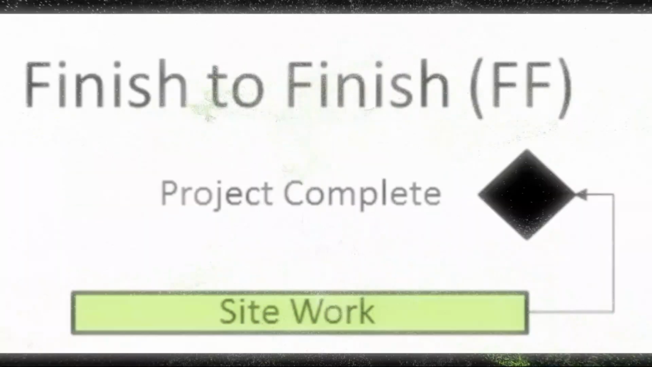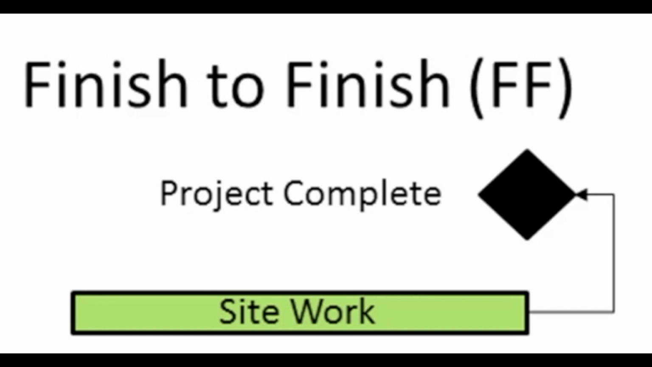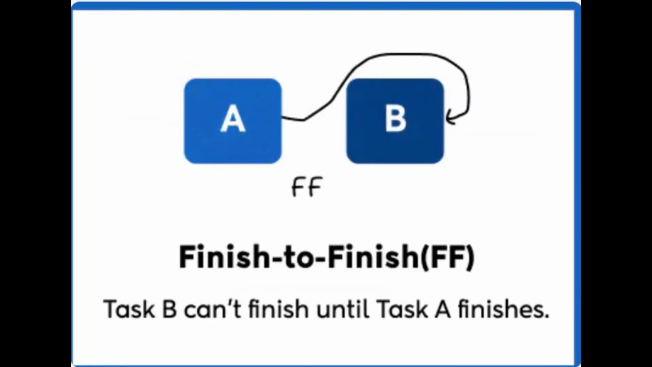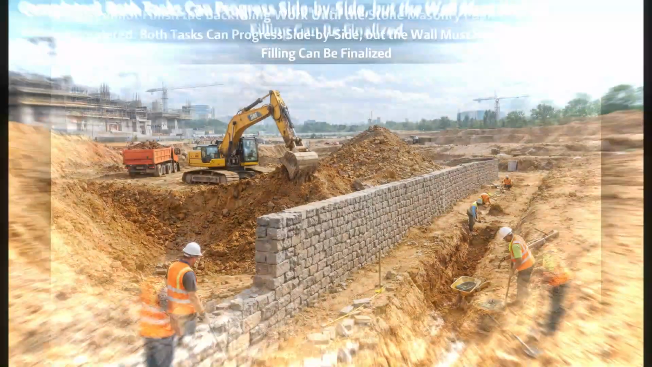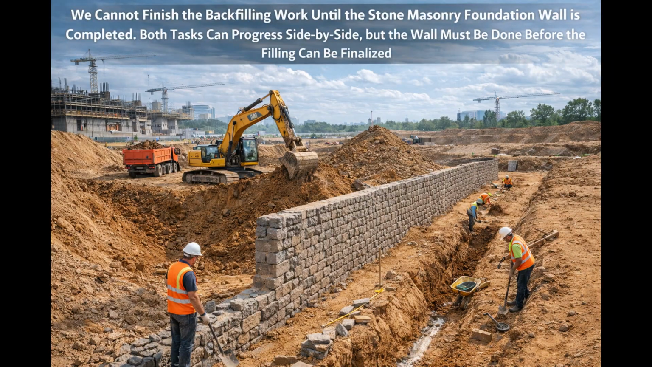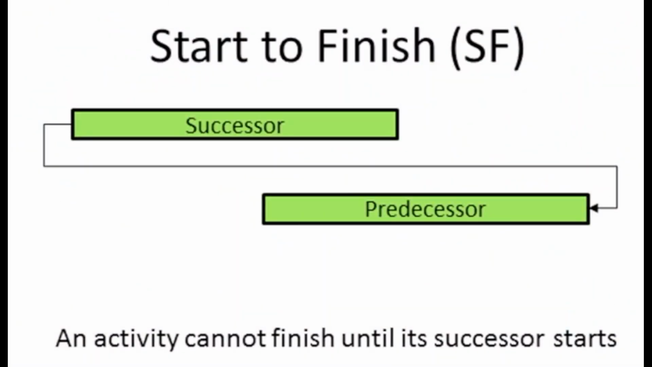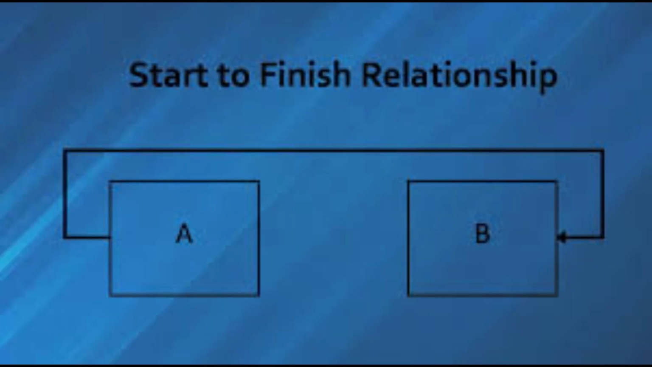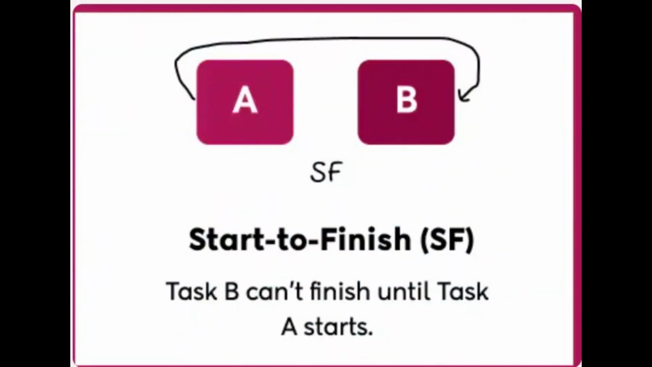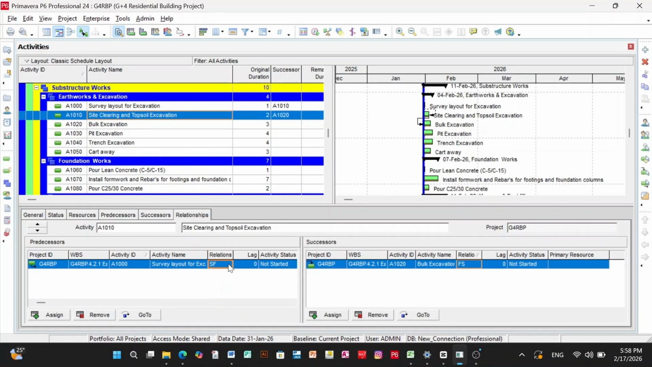The third one is finish to finish, concurrent completion. This means activity B cannot finish until activity A is finished. For example, we cannot finish the backfill work until the stone masonry foundation wall is completed. The fourth type is start to finish, the rare case. This is not very common in construction work. It means activity B cannot finish until activity A starts. We rarely use this for standard construction planning.